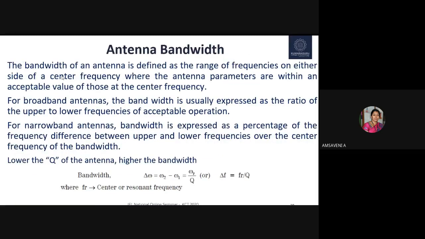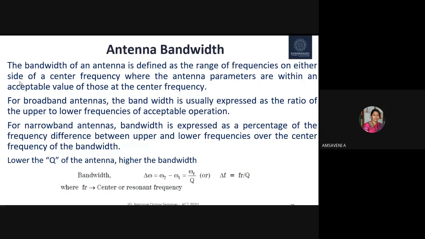Next is antenna beam width. It's similar to the definition of bandwidth of an amplifier. You know how to define the bandwidth of an amplifier. From the frequency response, you draw a 3 dB line, or it's the range of frequencies over which the amplifier gain is constant. In the same way here, you can define it as the range of frequencies on either side of the center frequency where the antenna parameters are within an acceptable value of those at the center frequency. The center frequency is the operating frequency of the antenna or the resonant frequency.